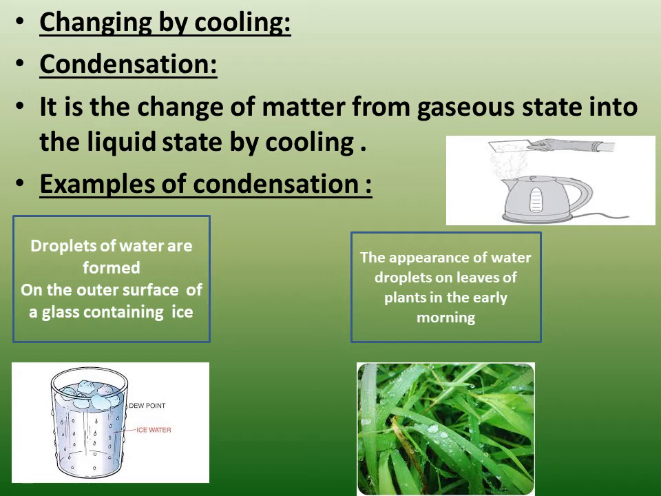When we leave a cup containing ice or cold water outside the freezer, we notice that droplets of water are formed on the outer surface of the glass containing ice, because the water vapor that exists in air condenses into water when it touches the cold surface. Another example is the appearance of dew or water droplets on leaves of plants in the early morning.